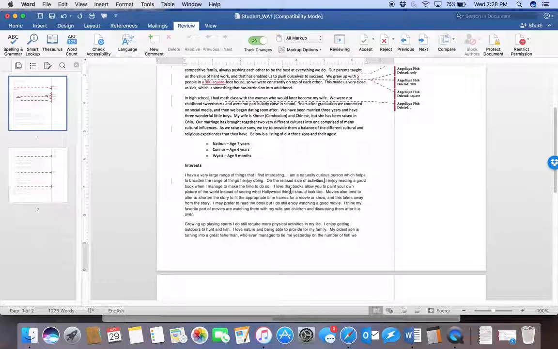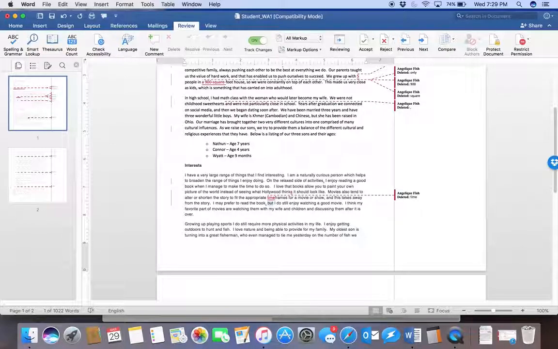Movies also tend to alter or shorten the story to fit the appropriate time frames. Time frames, two words, for a movie or show, and this takes away from the story. I may prefer to read the book, comma, here's that conjunction.